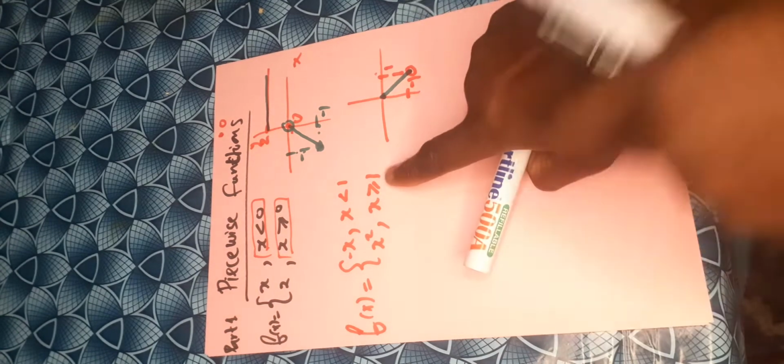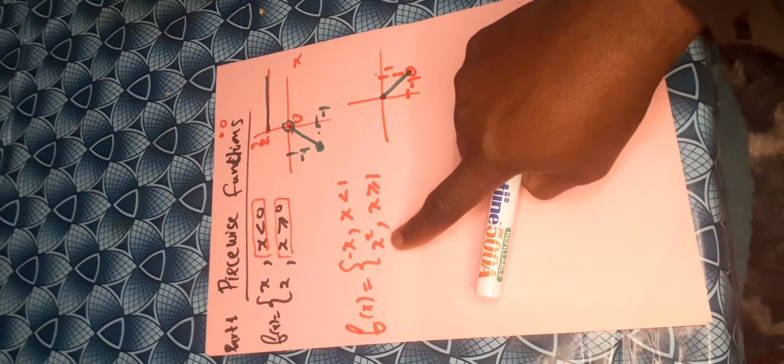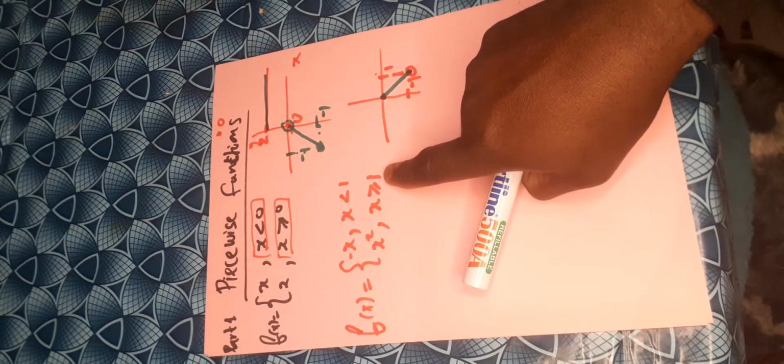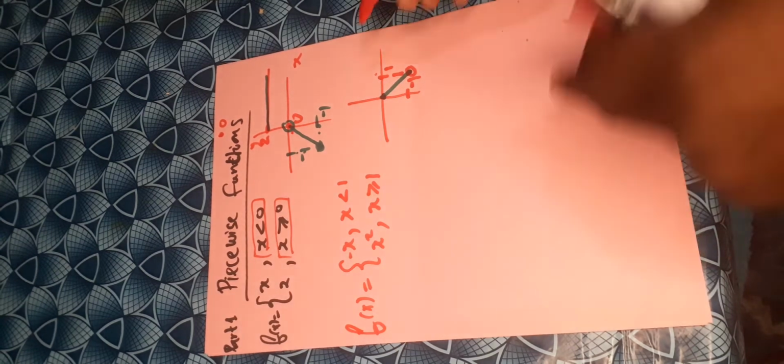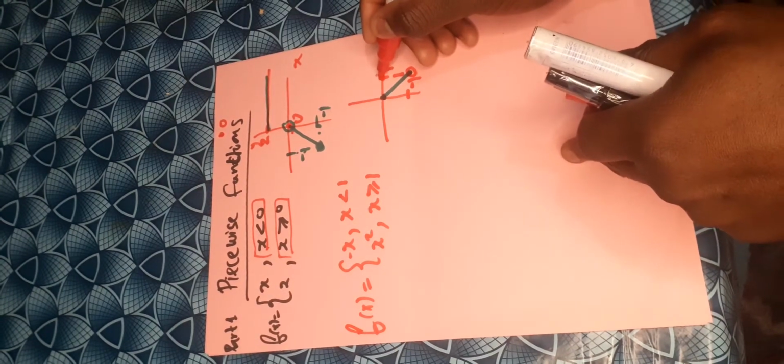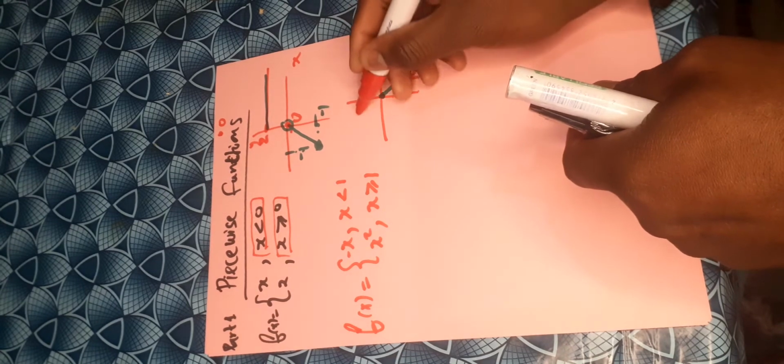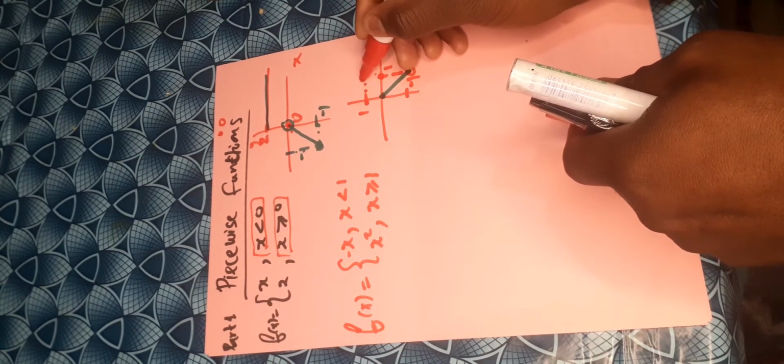You will do what? Same thing. You take that 1, you put it here. When x equal to 1, and it does include it, when x equal to 1, your f of x will be equal to 1 also.